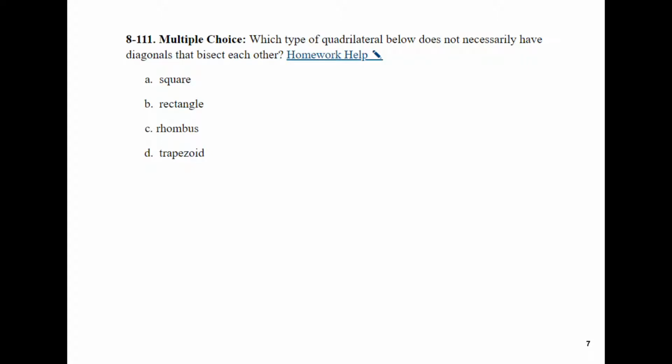8-111 is a multiple choice question. Which type of quadrilateral below does not necessarily have diagonals that bisect each other? So when we look at a square, we know that its diagonals bisect each other. When we look at a rectangle, we know that its diagonals bisect each other. When we look at a rhombus, we know it has equal sides and its diagonals bisect each other. However, when we think of a trapezoid, thinking back to an earlier problem when our sides were not the same length, a trapezoid does not necessarily have diagonals that bisect each other.